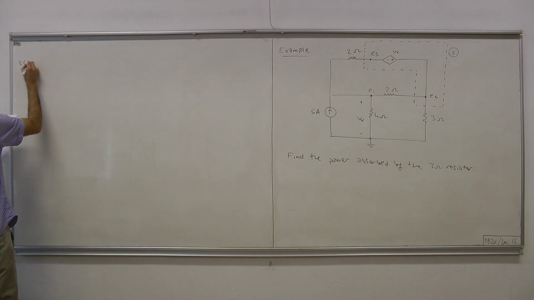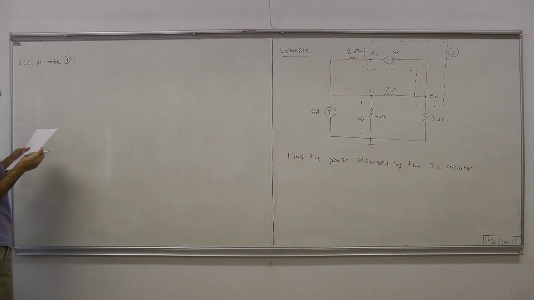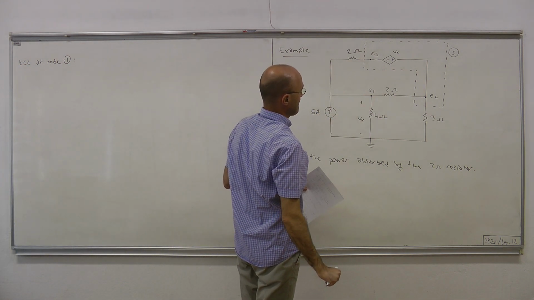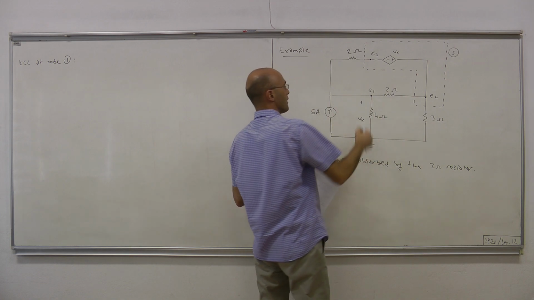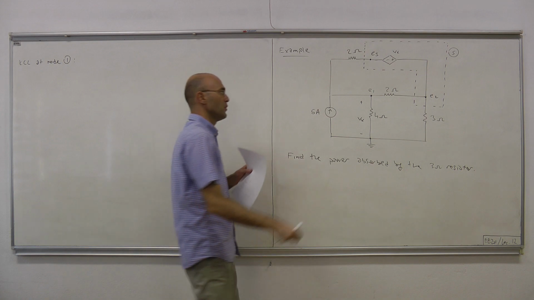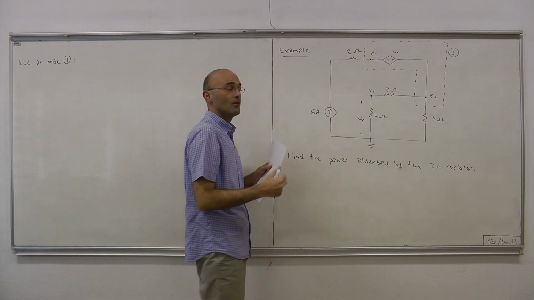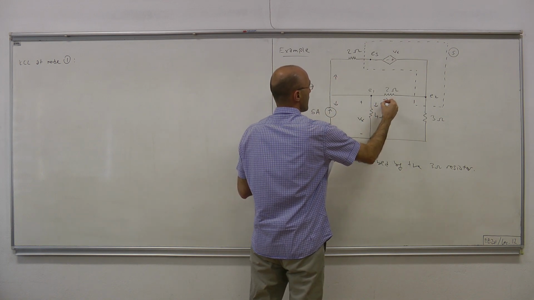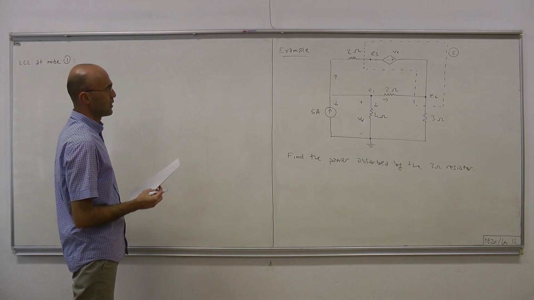So KCL at node 1. Okay. So here we're writing KCL at node 1. That means we're going to add this current and this current. That sum must equal 0. Note that this current equals this current plus that current. So basically we're summing this current, this current, this current, and that current. We're going to have 4 terms, and that sum of 4 terms equals 0.